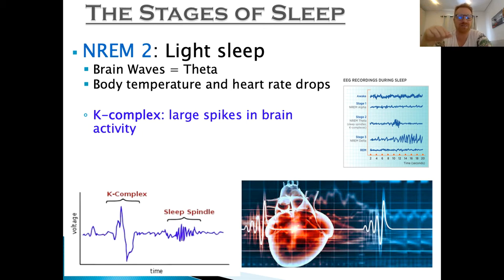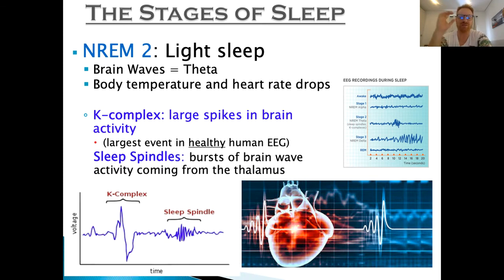A K complex is where normally we have this sort of nice theta brainwave going on, and then we see this sort of erratic jump in the brain waves, which is a K complex. Again, they're not quite sure what's going on there, but it's sort of the largest event of any EEG that you'll see, but it's technically healthy. If you see this while they're awake, it's probably not a good thing. They could be having a spasm, or they could be having a potential seizure if you see something that drastic in the brain waves while they're awake.